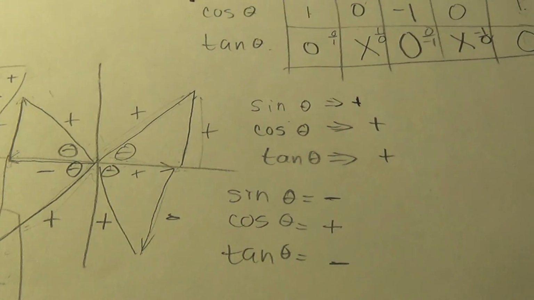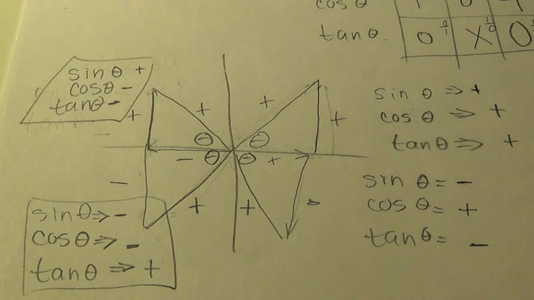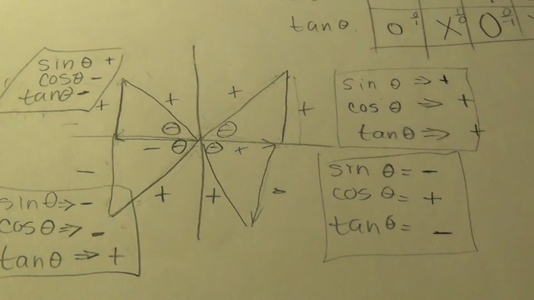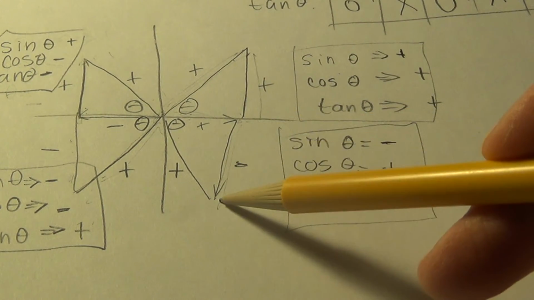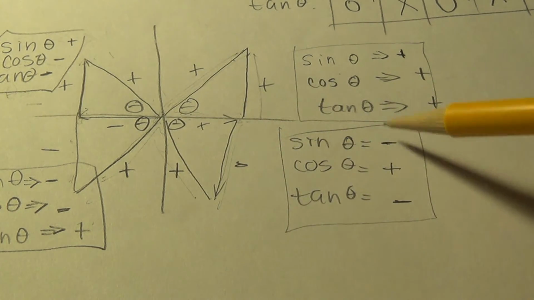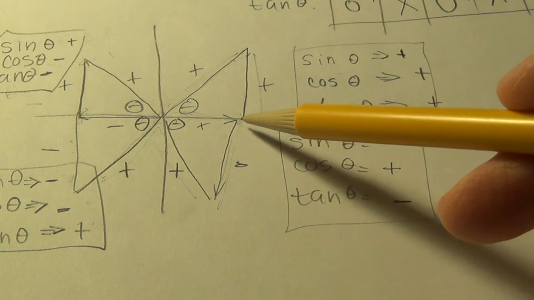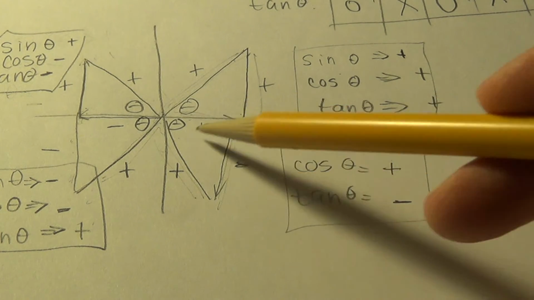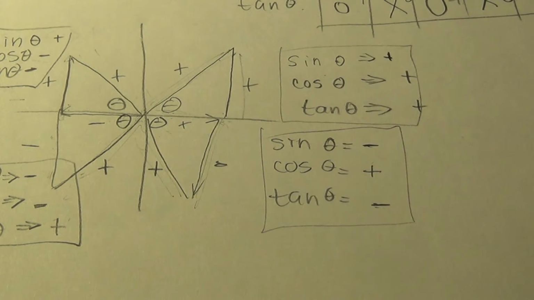All right, hopefully you got those results. So I'll put them all in a little box. There we go. So sine is opposite over hypotenuse, a negative. Cosine is adjacent over hypotenuse, both positive. And tangent, opposite over adjacent, we have a negative.